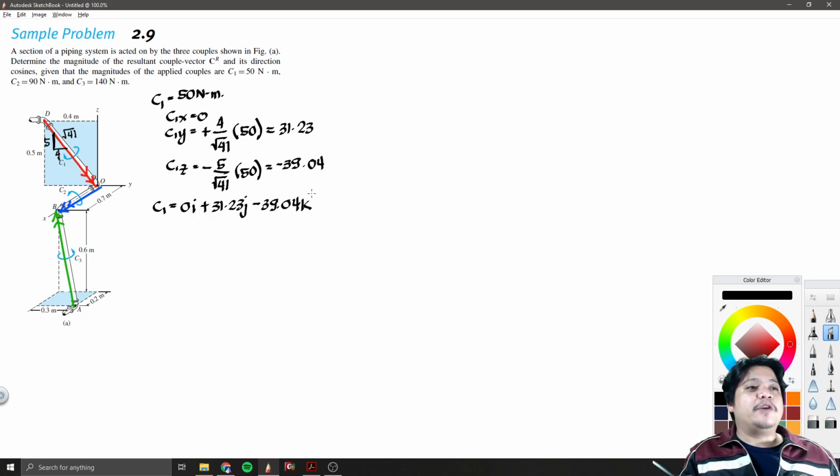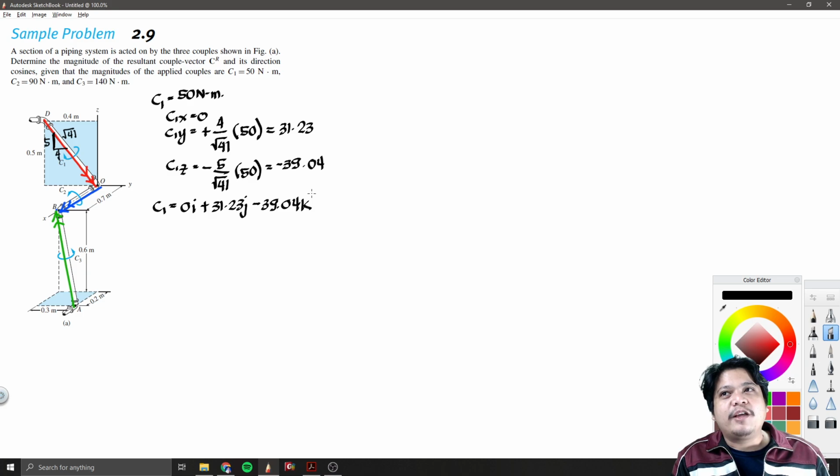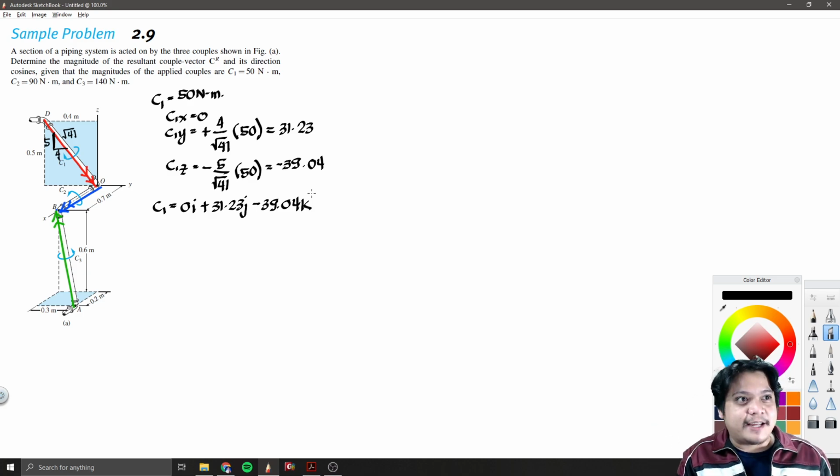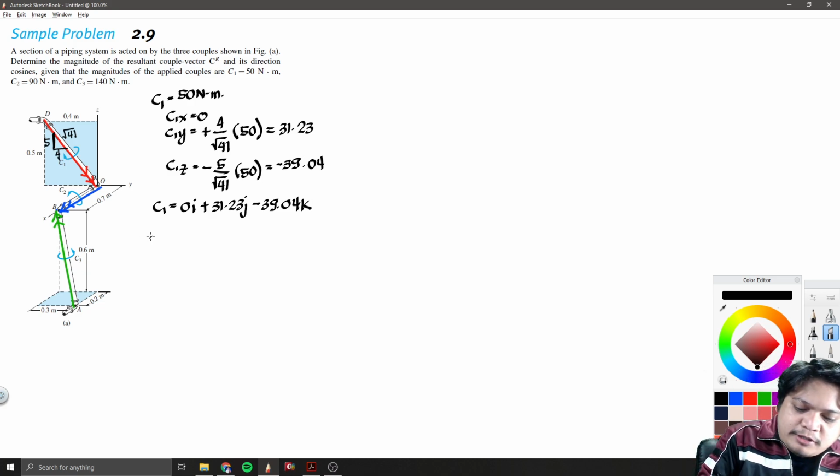Okay? So, you may use the coordinate system to verify that. Okay? So, dapat ganyan na makuha nyo. So, 31.23 squared plus 39.04 squared. So, again, it should be 50. Okay? So, I'm giving you another method, no? Through the geometry.